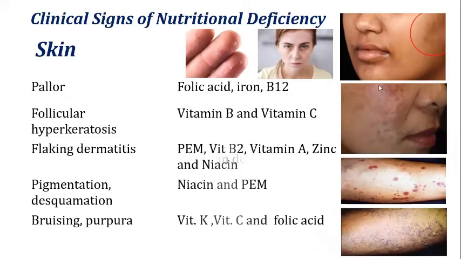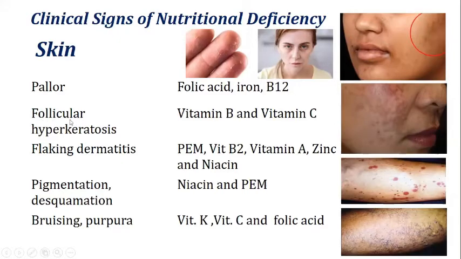Then skin is again a very important organ in observing nutritional deficiencies. Pale skin shows the nutritional deficiencies of folic acid, iron, and vitamin B12.